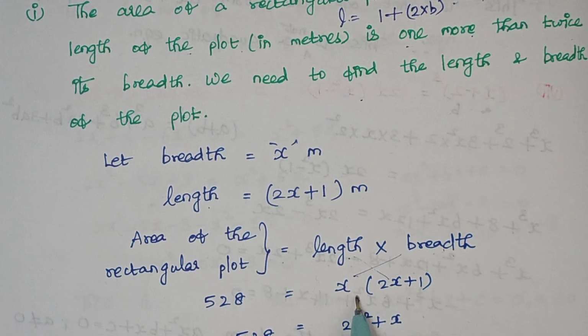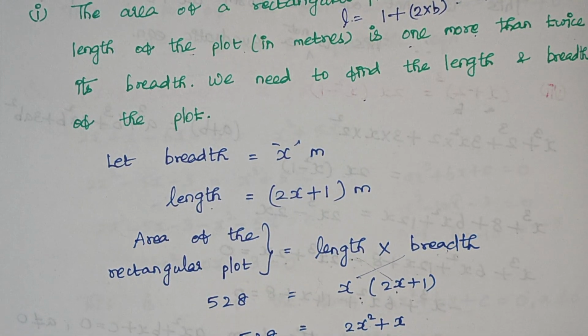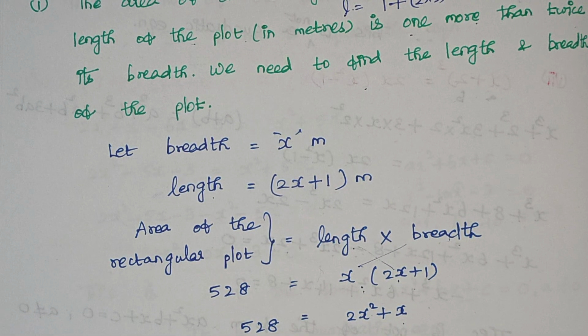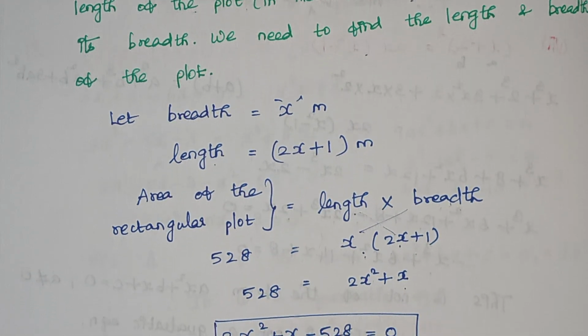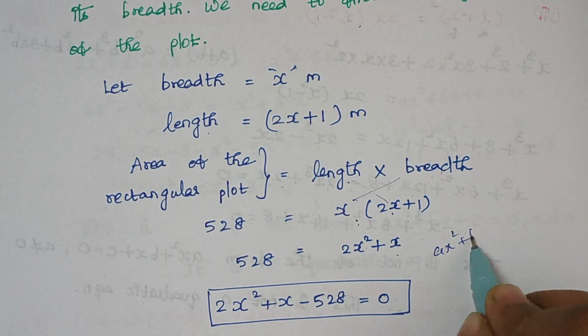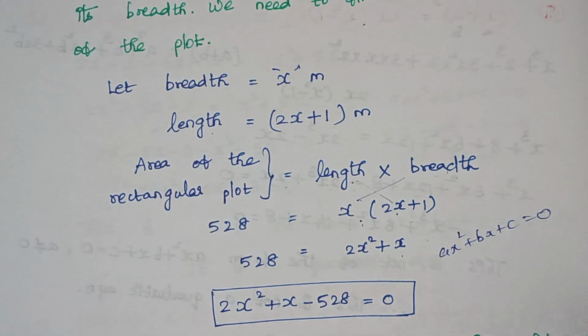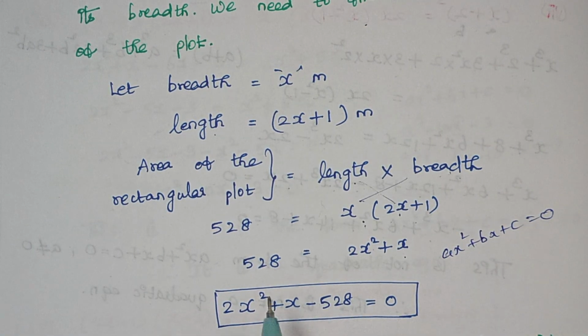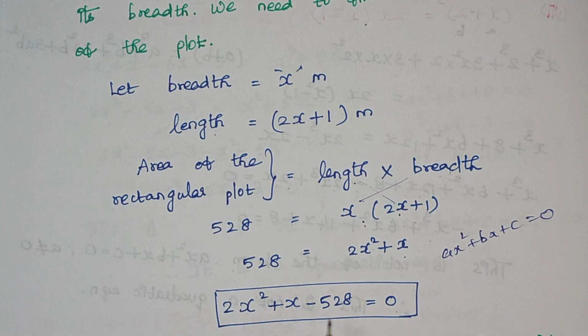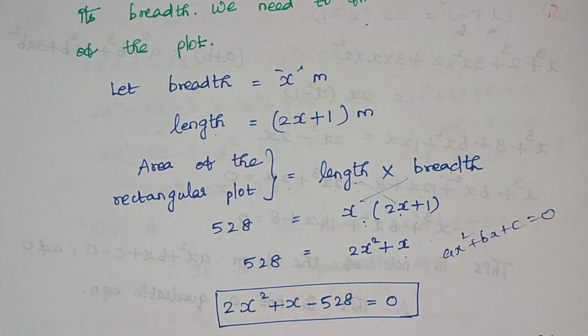Now, when you multiply, x into 2x becomes 2x square and x into 1 becomes x. Therefore, when you rewrite this as a quadratic equation, how should it be? It should be of the format ax square plus bx plus c is equal to 0. So here I am moving this 528 to the right hand side. Therefore, plus 528 becomes minus. So finally, this is the quadratic equation for the given situation.